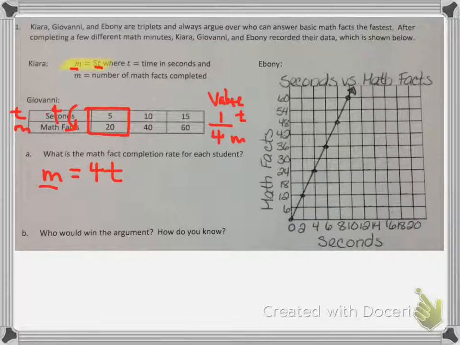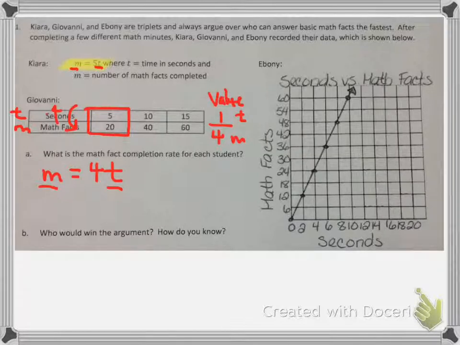And remember that order matters. If I'm going to write my equation that starts with m and compares to t, then my constant here also has to be in that order, m to t. So I have to flip this value to be 4/1. So m equals 4t is Giovanni's equation. Let's look at Ebony.